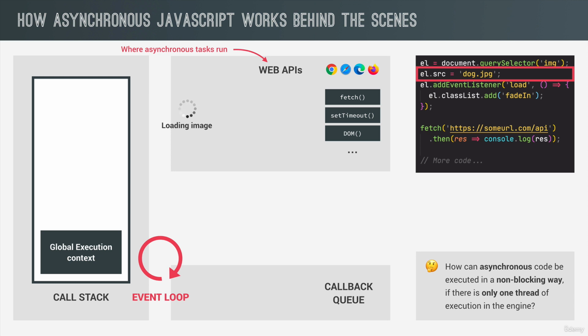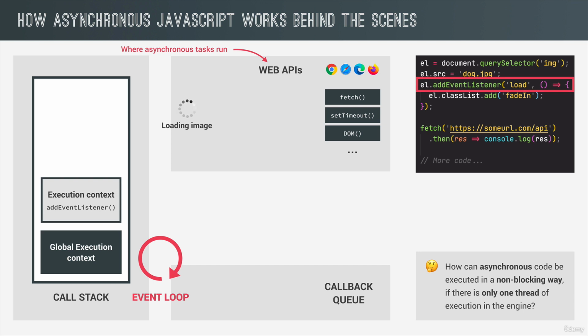Now, if we want to do something after the image has finished loading, then we need to listen to the load event. And so that's exactly what we do in the next line of code. Here we attach an event listener to the load event of that image and pass in a callback function as always. In practice, this means to register this callback in the web APIs environment exactly where the image is loading. And the callback will stay there until the load event is emitted. So we're handling asynchronous behavior here with a callback, just as we learned before. But anyway, let's go back to the code.